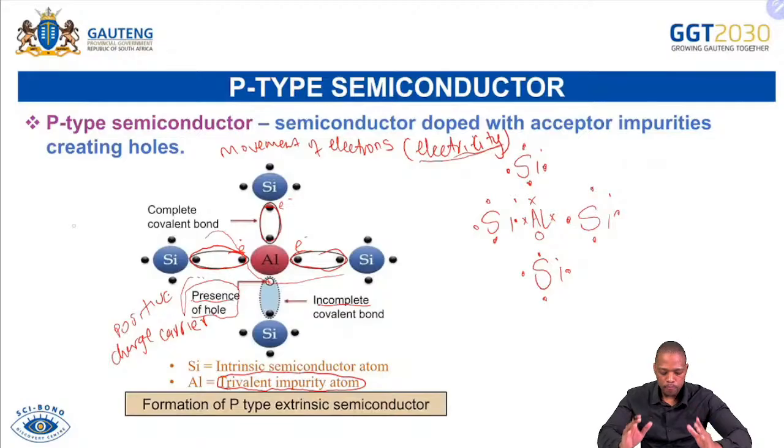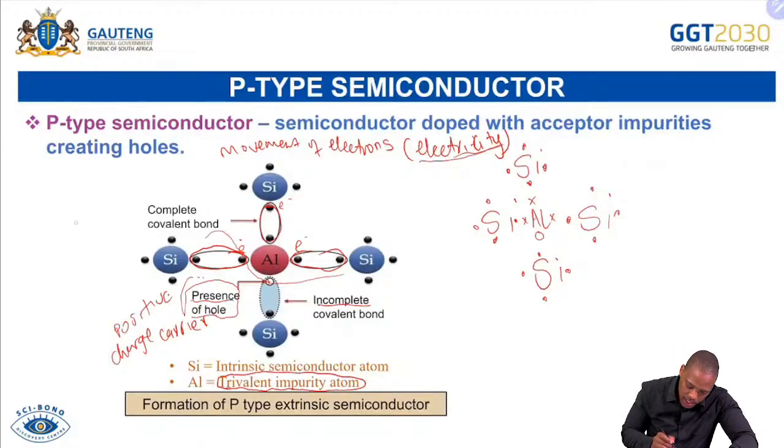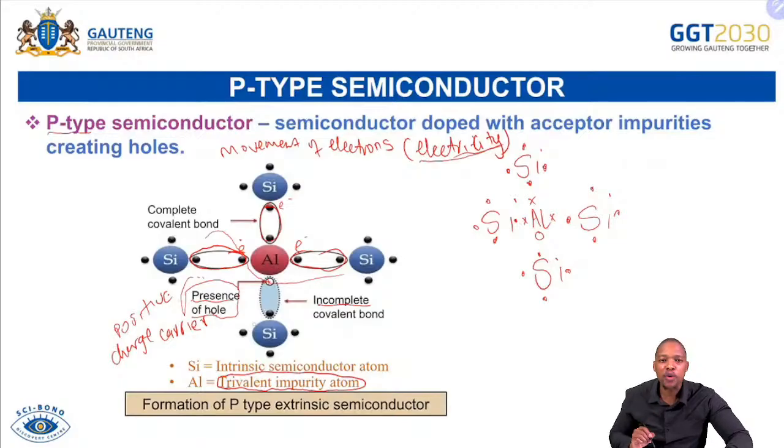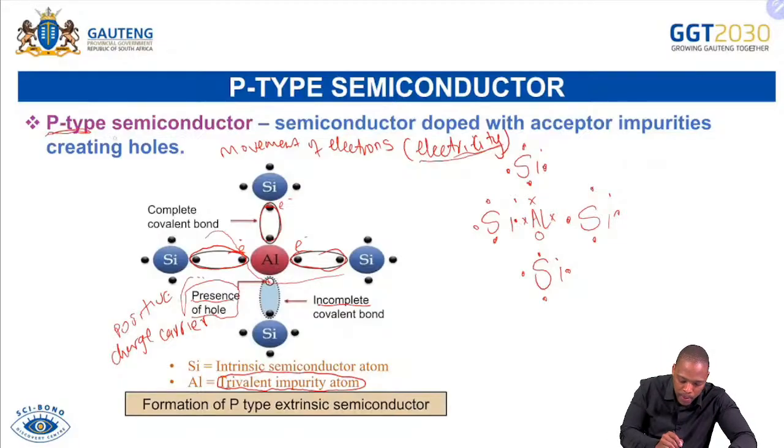Okay, now this semiconductor is no longer an intrinsic semiconductor. We can't call it an intrinsic semiconductor, because an intrinsic semiconductor was a pure semiconductor. What do we call this semiconductor now? Since this semiconductor comes with the presence of holes, which are positive charge carriers, we are now going to call this semiconductor a p-type. P from positive charge carrier. So it's a positive charge carrier type of semiconductor. It is a p-type semiconductor.